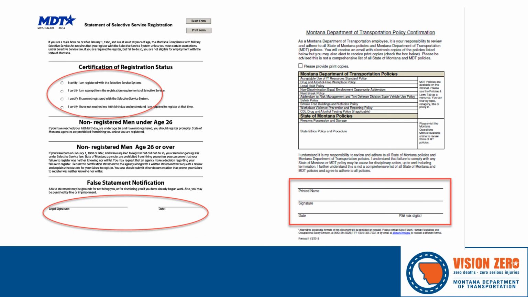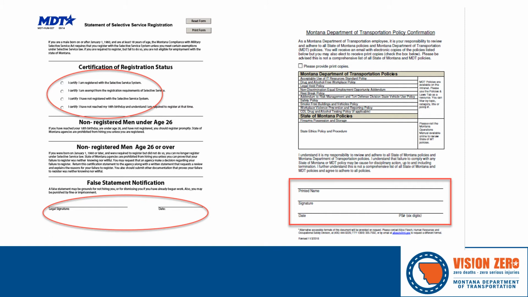The next form in your packet is the Statement of Selective Service Registration. If you are a male born on or after January 1st, 1960, and are at least 18 years of age, the Montana Compliance with Military Selective Service Act requires that you register with the Selective Service System unless you meet certain exemptions under Selective Service law. If you are required to register but fail to do so, you are not eligible for employment with the state of Montana. Please read through this and choose the option that applies to you. Provide a signature and a date at the bottom.